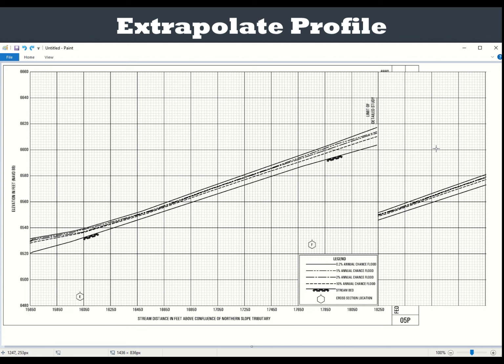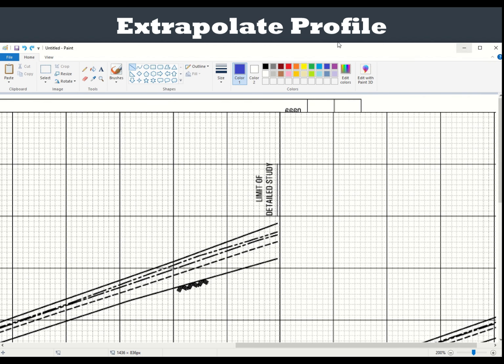Next, you'll want to identify the 1% annual chance or 100-year profile on the flood profile plot. Next, you're going to draw a line that has the same slope as the 1% annual chance, and you're going to extend it past the limit of the detailed study.